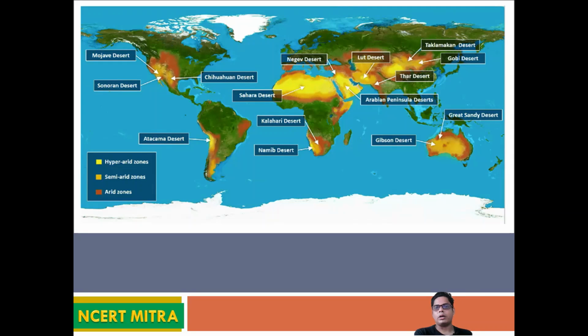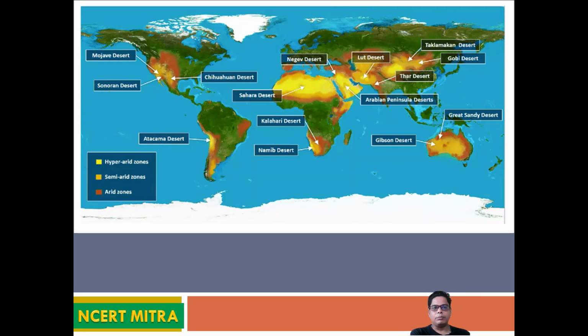If you move towards Asia, there are the Taklamakan Desert, the Gobi Desert, and the hot desert located on the western side of India. Then the Arabian Peninsula desert, then the Lut Desert and Negev Desert. If you move forward to Australia, you can see the Great Sandy Desert and Gibson Desert.